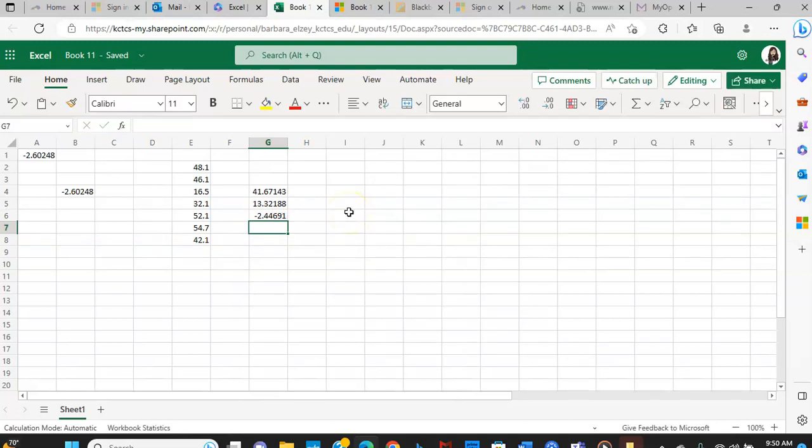All right, so I'm going to write all this stuff down. So my mean is 41.67143. My standard deviation, and it said that I could round my critical value to 3 decimals. So we'll go ahead and round that to 2.447, but we won't round anything else because it said to keep those as they were.